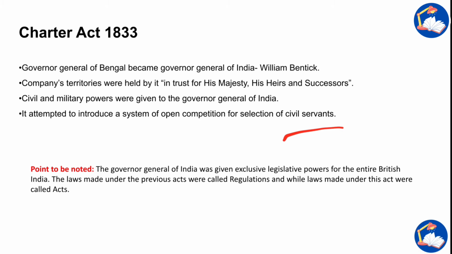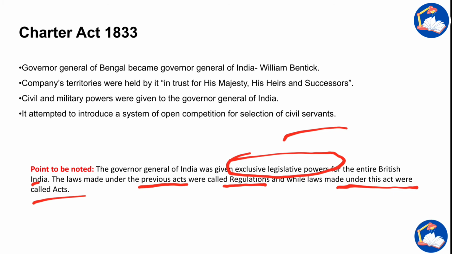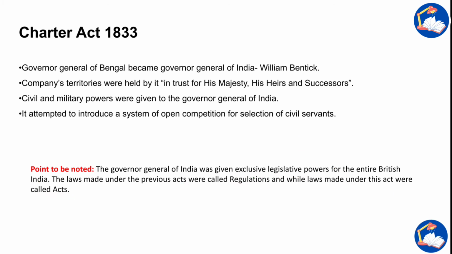So, the point to be noted in this act is that the Governor General of India was given exclusive legislative powers for the entire British India. Laws made under the previous acts were called regulations, while laws made under this act were called acts. Now we can see another aspect in this period, that is, executive supremacy coming into being.